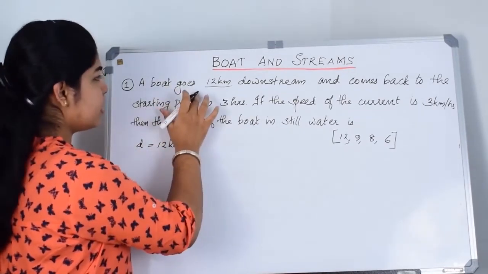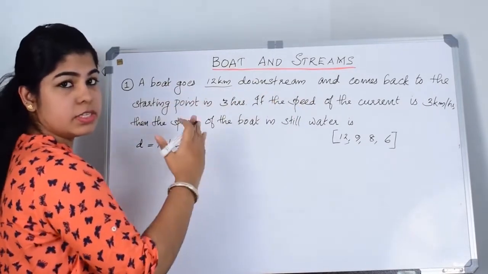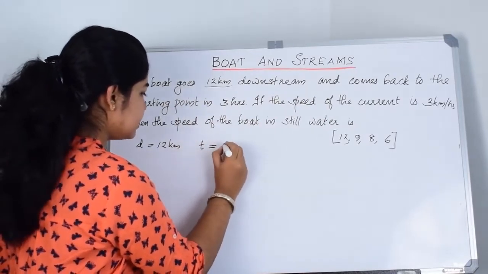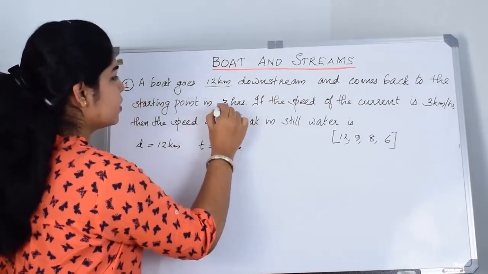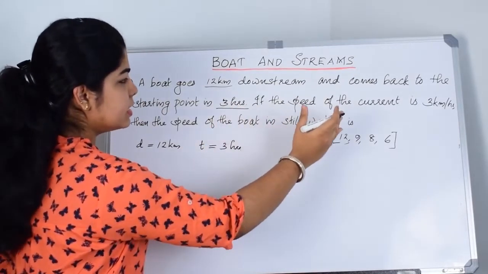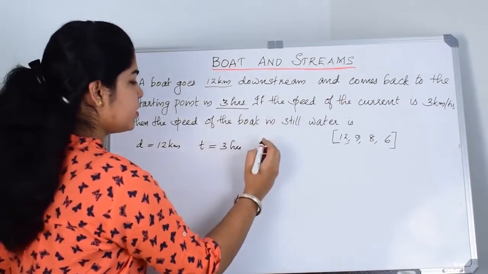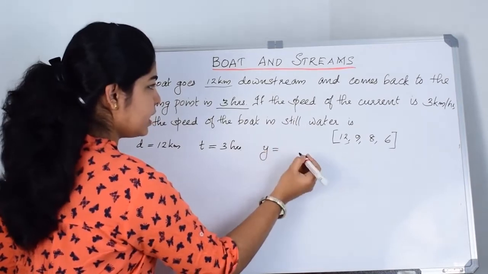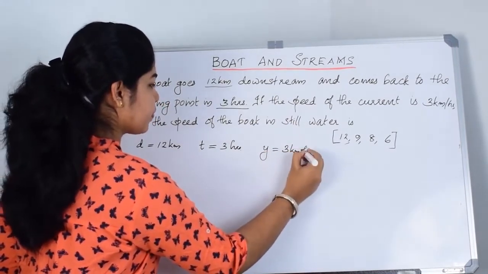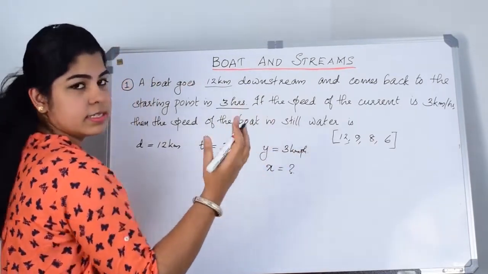And it is given that the boat goes downstream and comes back to the starting point in 3 hours. That is, the total time is given. So I am taking the total time T as 3 hours. Now it is asked, if the speed of the current is 3 km per hour, then the speed of the boat in still water. So the speed of the current, if y is 3 km per hour, find the value of x, the speed of the boat in still water.